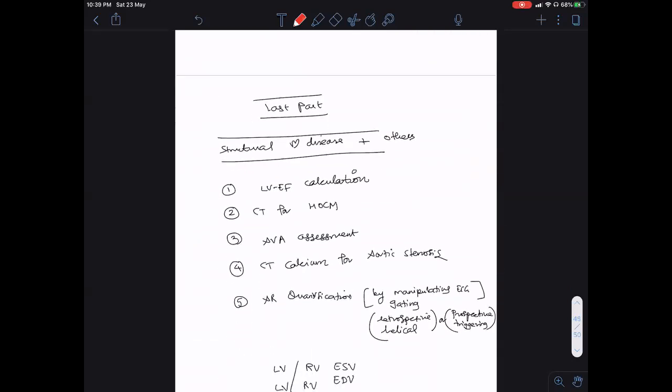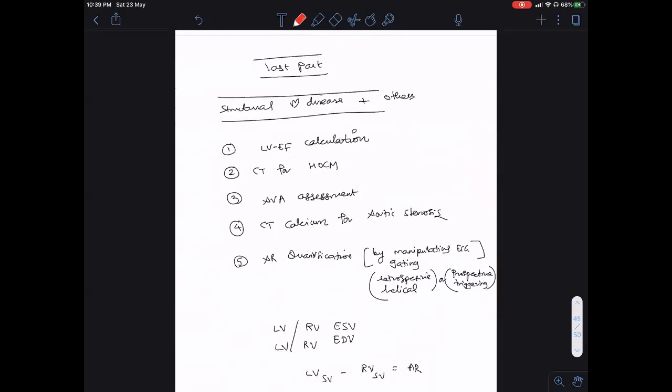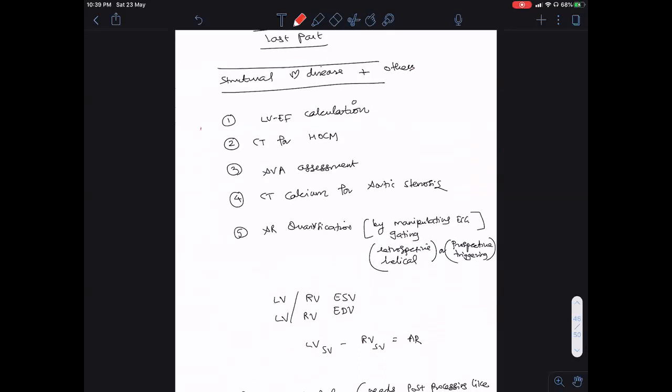So, moving on to the last part, which is CT in structural heart disease. I'll be having very few pages left. Briefly, we can calculate the LVEF by using CT. CT is upcoming for diagnosis and even stratification for HOCM. Aortic valve area can be adequately identified.